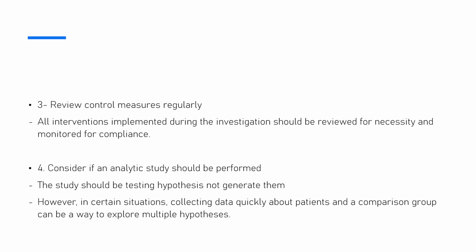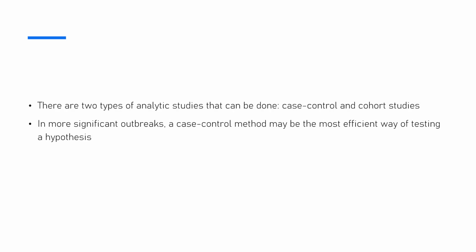The fourth step is to consider if an analytic study should be performed. As we know, a study should test hypotheses, not generate them. The hypothesis has been generated in the steps of investigation. However, in certain situations, collecting data quickly about patients and a comparison group can be a way to explore multiple hypotheses. We have two types of analytic studies: case control or cohort studies. In more significant outbreaks, a case control method may be the most efficient way of testing a hypothesis.